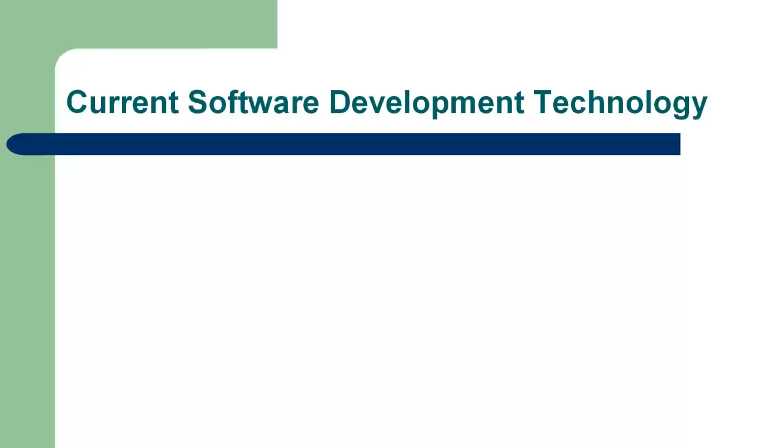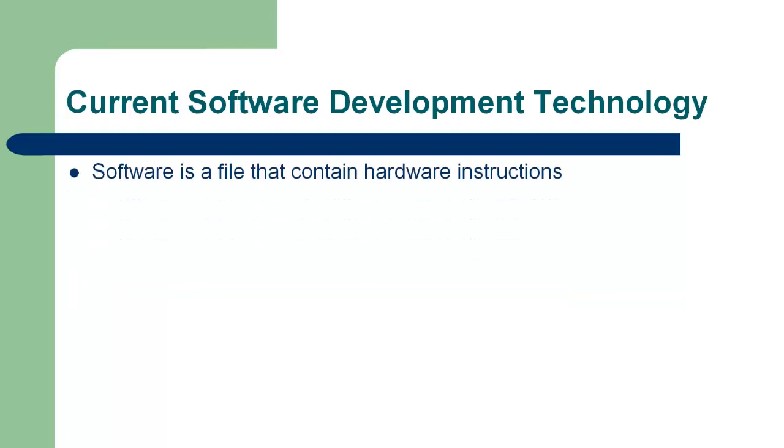First, we look at our current software development technology. What does it look like? What's it do for us? And how can we improve on it? First, we must understand what software is. Well, software is contained within a file that has hardware instructions. And there are very few hardware instructions. In effect, we have some math operations: add, multiply, and divide.